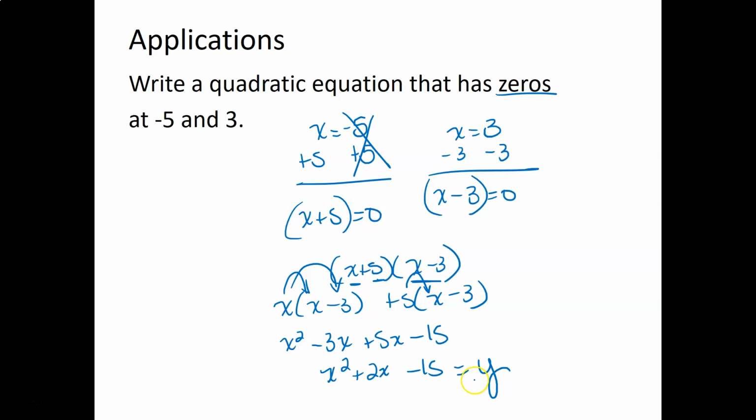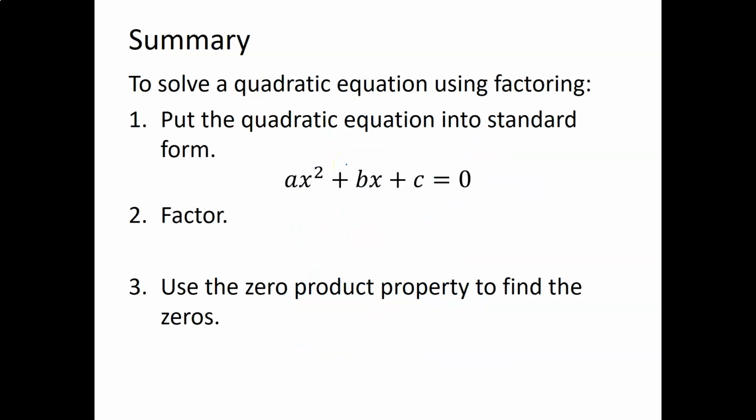All this is just factoring in reverse. If I did this in reverse, I would take b, I would split it up into two groups. I would factor so that I get my two factors. I would use the zero product property to solve from there, and I would end up with my two zeros. It's the same set of steps, just in reverse.